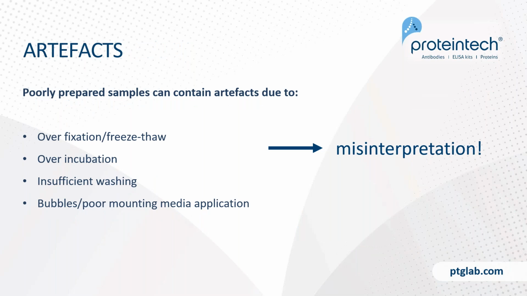Artifacts can occur with our staining due to things such as over-fixation or freeze-thaw effects. We can also get high background or artifacts due to over-incubation of our primary antibodies or insufficient washing. And finally, when applying our mounting media, you have to ensure that there are no bubbles present and that there is enough media to cover the whole sample.